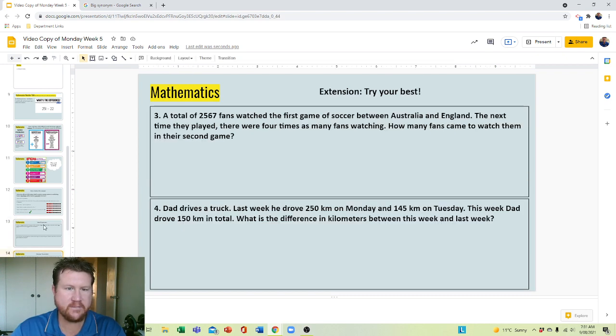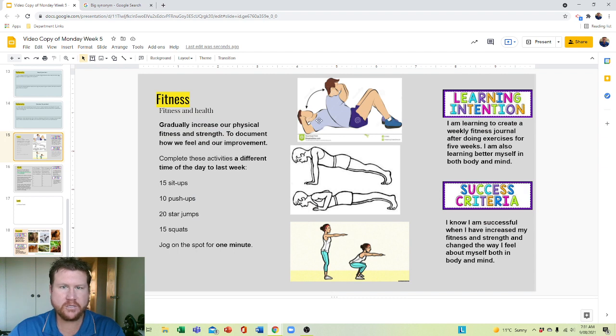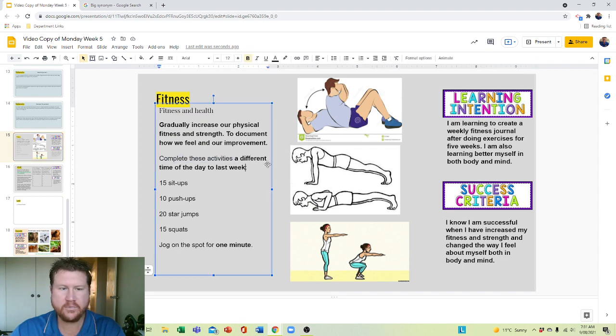You've got two slides of that. Please do them. Then we want you to do some fitness. You are going to complete these activities. Now, I copied and pasted this, so this could be there. I don't know. So just do these, then do those, then do those, then do those, and jog on the spot for one minute. Okay? Just one set.